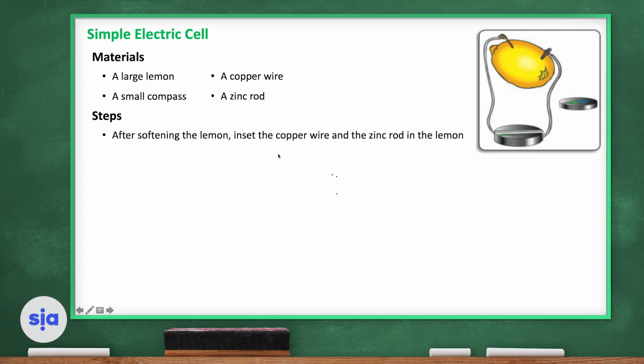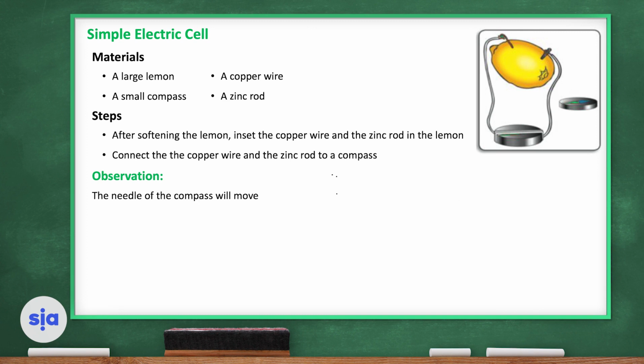What are the steps? After softening the lemon, you will insert the copper wire and the zinc rod in the lemon. Connect the copper wire and the zinc rod to a compass. What is your observation? You will find that the needle of the compass will move.